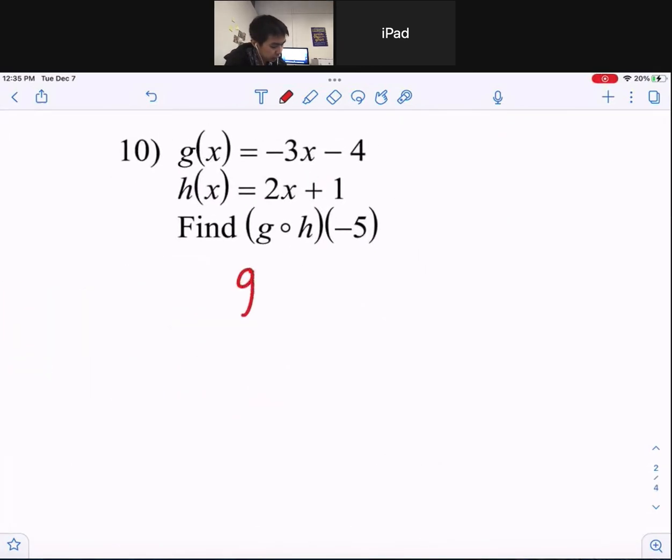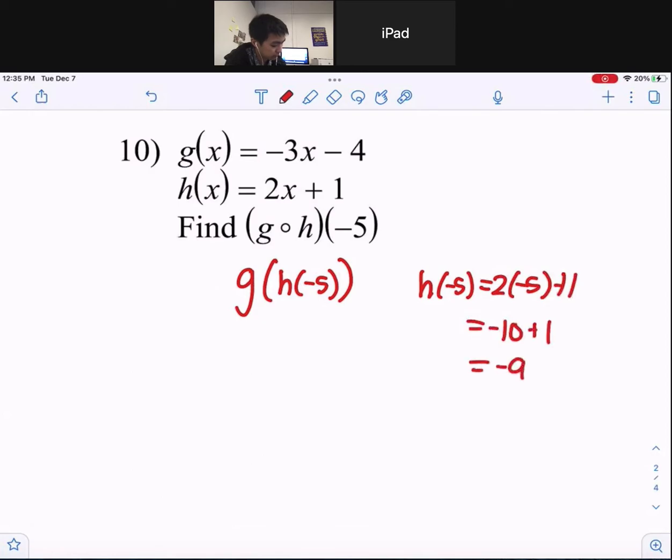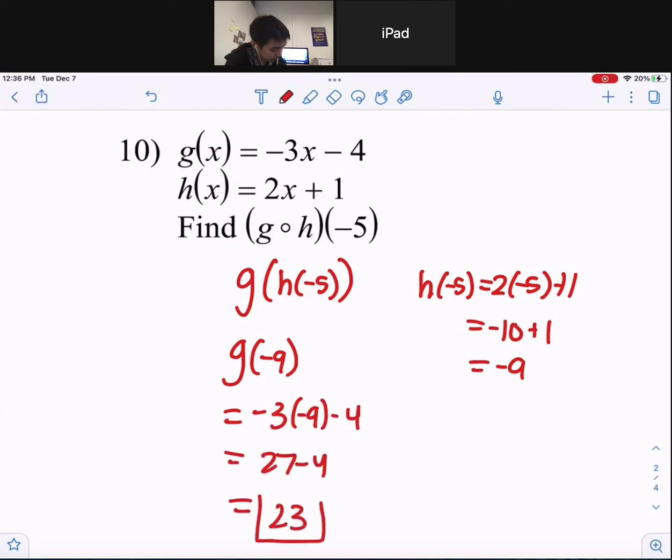Number 10, g of h of negative 5. So plug in negative 5 into your h function first. 2 times negative 5 plus 1, negative 10 plus 1, negative 9. So we have g of negative 9, and plug in negative 9 into here. Negative 3 times negative 9 minus 4, which is 27 minus 4, which is 23.